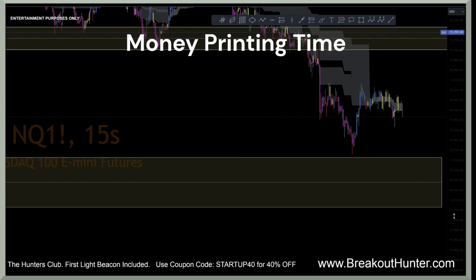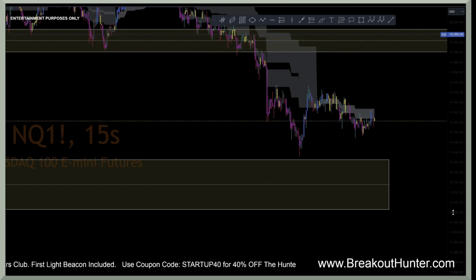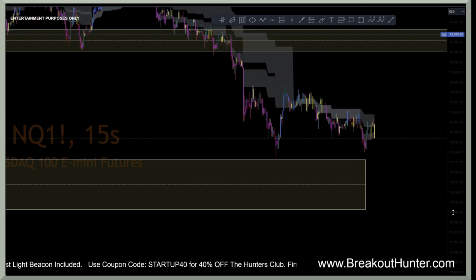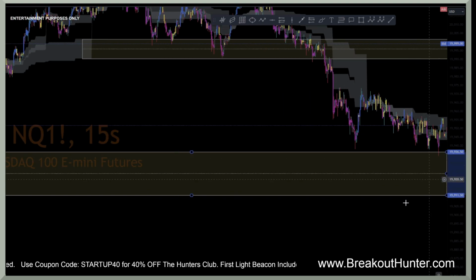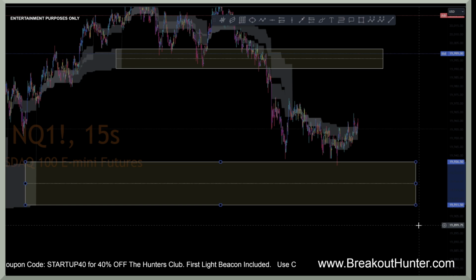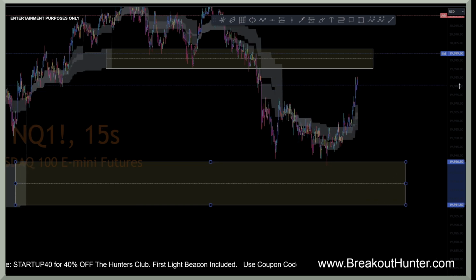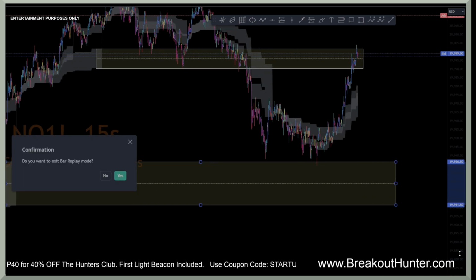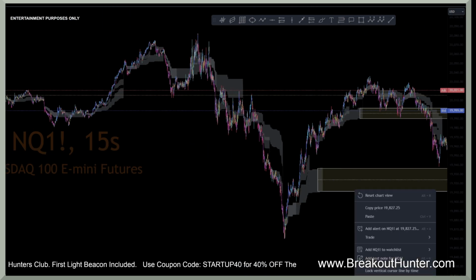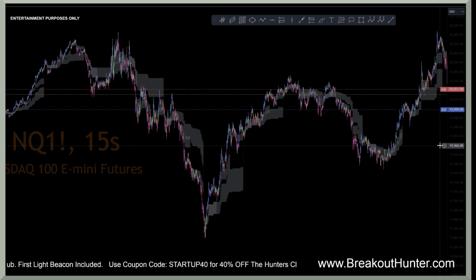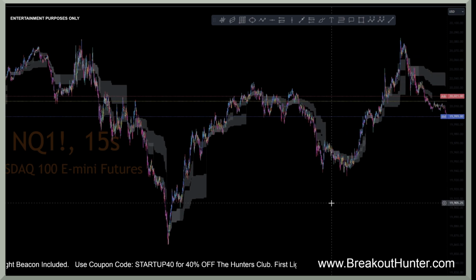You cannot deny that that isn't the most amazing thing in the world. This indicator is going to help you print money, okay? It's going to help you print money. Then all the way back up. So this is how you can use the indicator to catch the opening range and the reversals and scalp and whatever else you want to do.